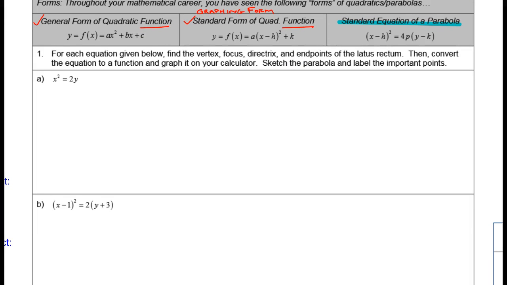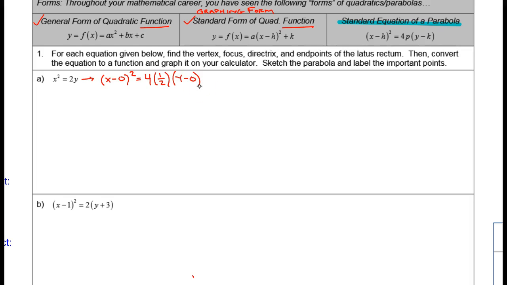Example 1. For each equation below, find the vertex, focus, directrix, and endpoints of the latus rectum. Then, convert the equation to a function and graph it on your calculator. Sketch the parabola and label the important points. Okay, we are going to go ahead and get started by identifying this equation. And what I'm going to do for this first one is I'm going to rewrite it in the standard equation of a parabola. So if I write this as the standard equation of a parabola, it's going to be x minus 0, quantity squared, equals, I'm going to write here 4 times 1/2. I'll explain why I did that in just a second. And then y minus 0.